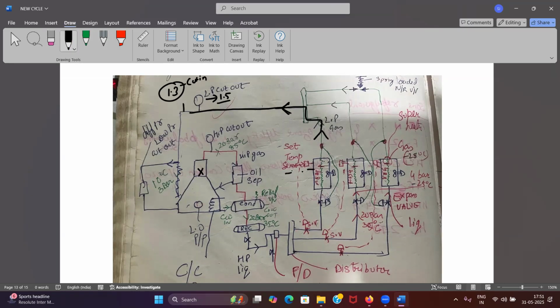Suppose my room temperature has to be maintained at minus 18 degrees Celsius and I have approached minus 18. What will happen to the amount of refrigerant flowing at this stage to my TEV? It will be very less. Very less amount of refrigerant is flowing, which means the pressure here will also be very less. So what will happen? The LP cutout will cut off.